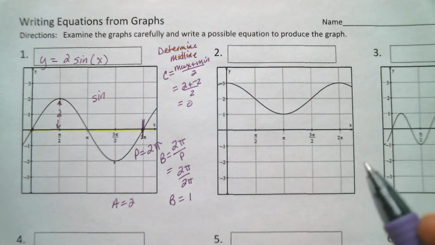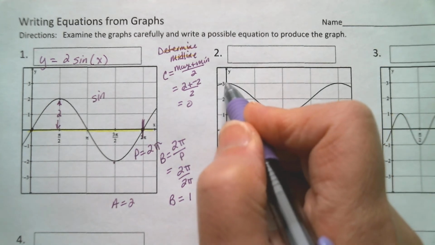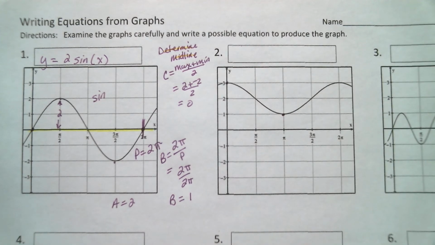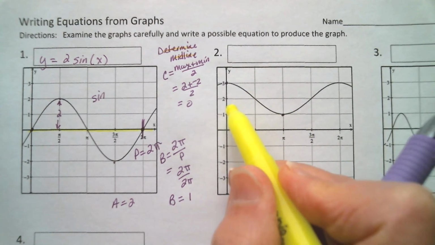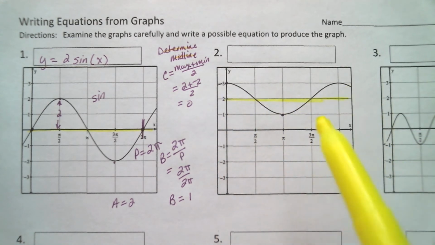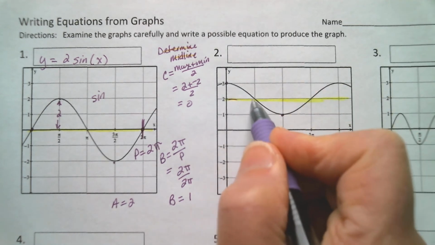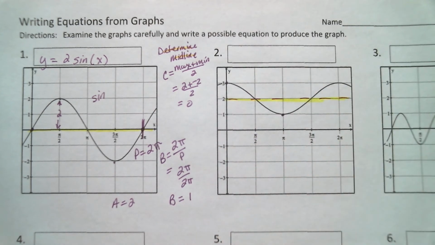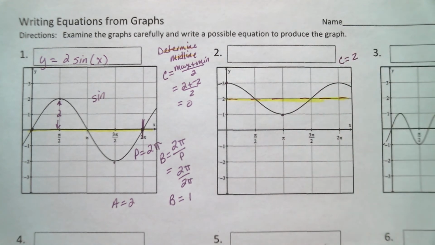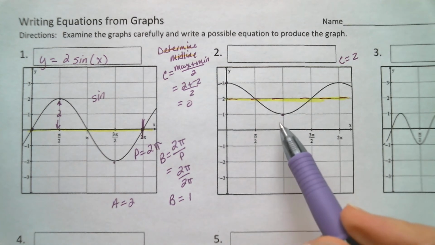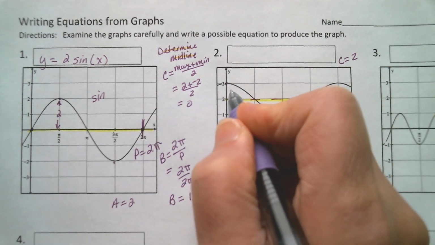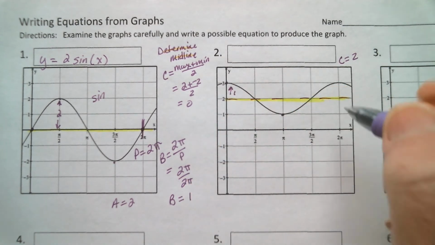Number 2, determine the midline. We've got a max here and a min here. It's got to be midway between. Here's our midline. Or if you want, you can draw it dashed. So our midline is 2. That means our C value is 2. This function starts off the midline, right? Starts 1 unit above. Well, 1 unit above, that's our A value.